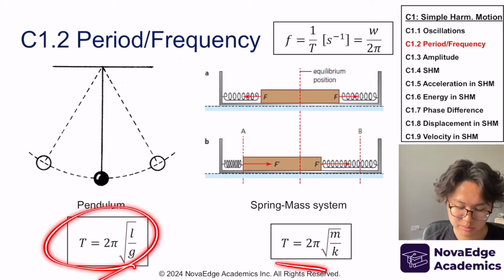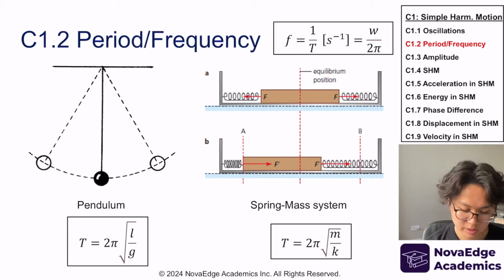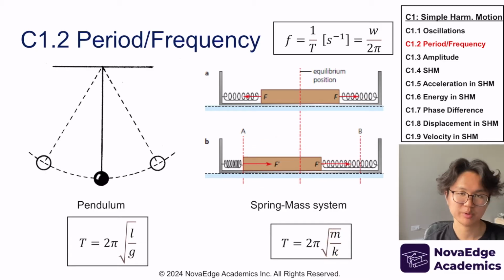You'll have this in your data booklet. Honestly, it's very easy. All you have to do is use your calculator, compute it, and plug it in. Just note here that L is the length in meters, and g is gravitational acceleration. If it's on Earth, it's 9.81. Here m is the mass of the object, and k is the spring constant, which depends on things like the material type and the geometry of the spring. Maybe it's coiled up more tightly. All of those affect the spring constant.